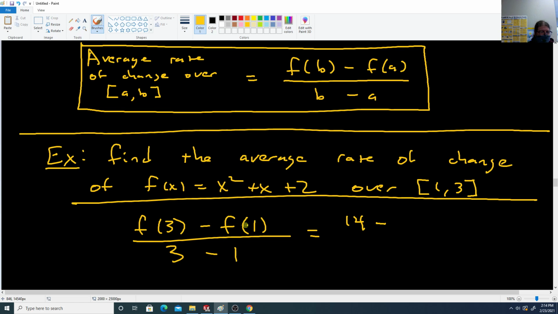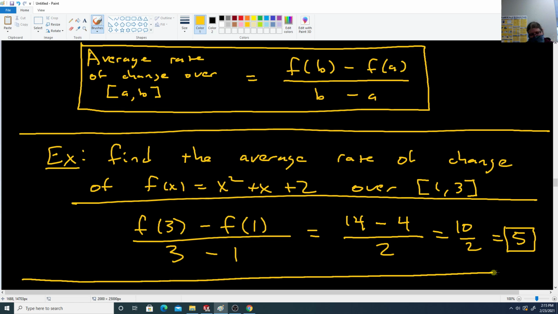Minus, to get f of 1, I put 1 in for the x's. 1 squared is 1. Plus 1 is 2. Plus 2 is 4. It's all over 3 minus 1, which is 2. 14 minus 4 is 10 over 2. 10 divided by 2 is 5. And that's our average rate of change. And we'll stop section 2.4 there. That kind of touches on all the things we needed to touch on.